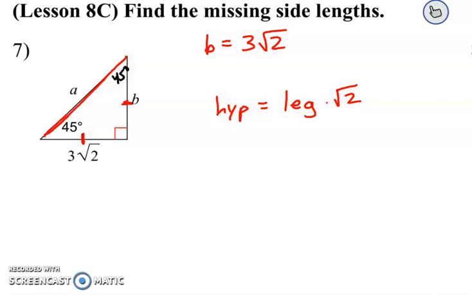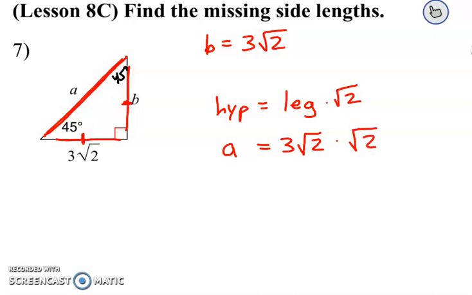The hypotenuse is a value of A. The leg that we know of, it doesn't matter if you're looking at this one over here or this one over here, they're the same distance, the same length of 3 times the square root of 2, and we're going to multiply that all by the square root of 2.